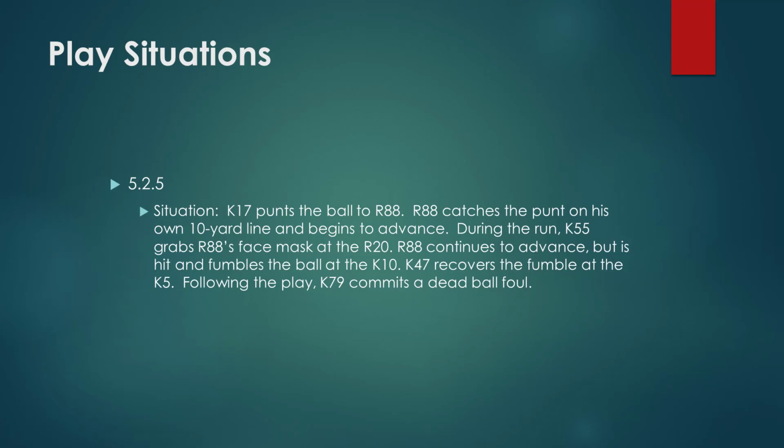5-2-5 situation, K17 punts the ball to R88. R88 catches the punt on his own 10-yard line and begins to advance. During the run, K55 grabs R88's face mask at the R20. R88 continues to advance, but is hit and fumbles the ball at the K10. K47 recovers the fumble at the K5. Following the play, K79 commits a dead ball foul.